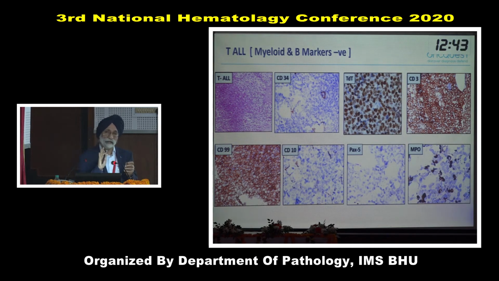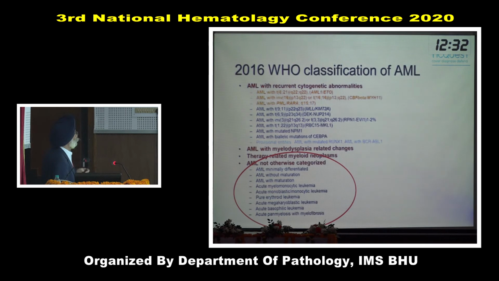So the first thing is to exclude, if it is T-ALL, the B cell markers should be negative, the myeloid markers should be negative, and then the T cell markers should come out to be positive. Then we go on to AML.